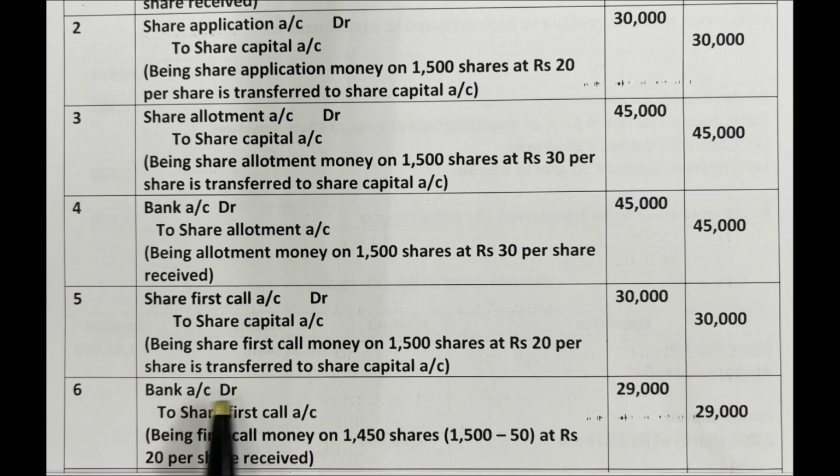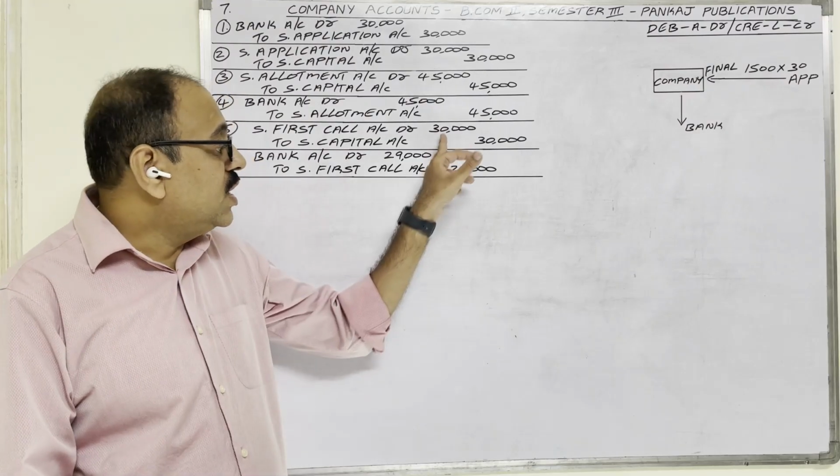Sixth entry is bank account debtor to share first call account. Narration, in 1500 shares, on 50 shares first call money did not come. So on remaining 1450 shares at the rate of 20 rupees each first call money came. Mention that. Being first call money on 1450 shares at 20 rupees per share received. Amount 29,000 rupees. First call related entries are completed.